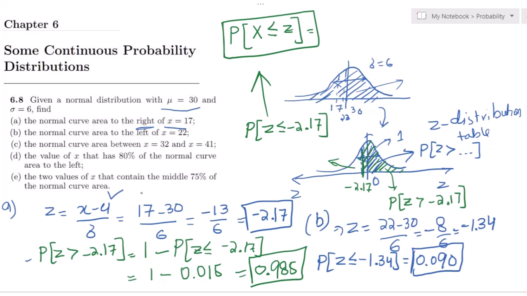Welcome back, guys. So in our previous video we have solved part A, part B of our question, and the link of it will be available here. Now let us solve part C, D and E of our question.